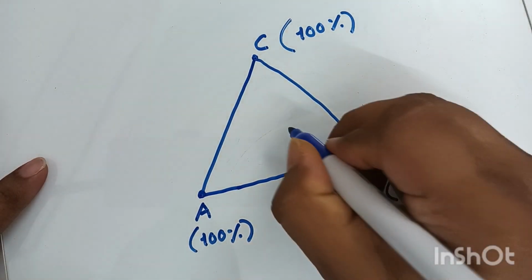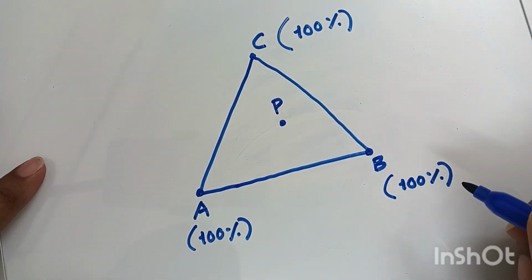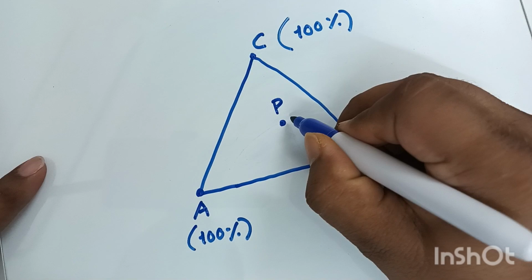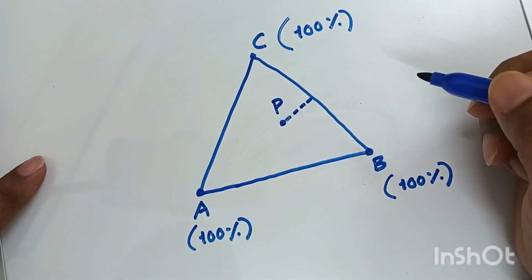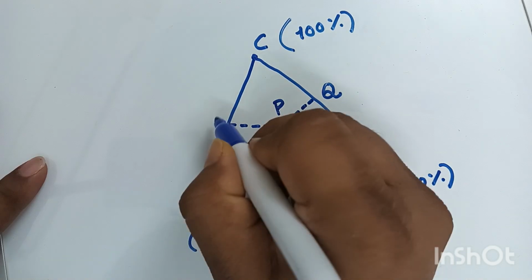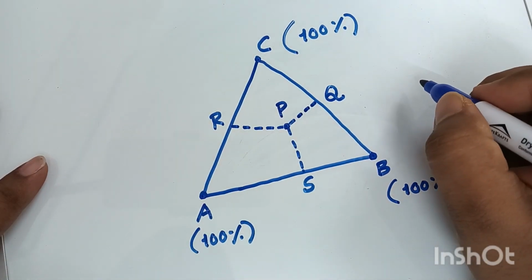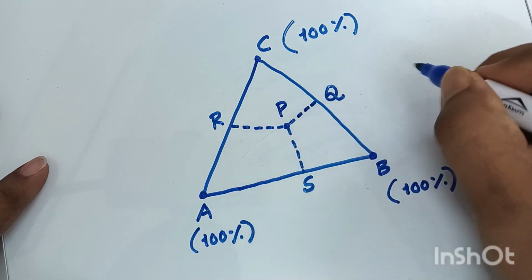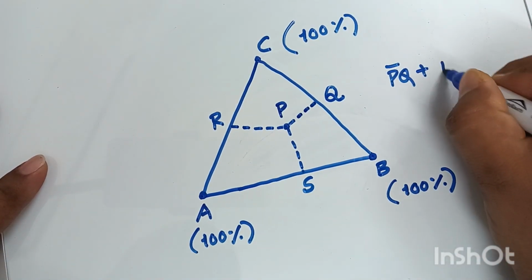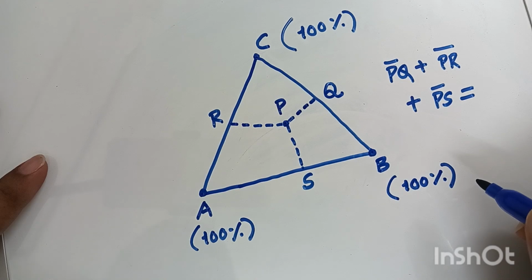Now the rule says that if there is a given point within the triangle, suppose this is point P, the sum of the perpendicular distances of this point is equal to the altitude of the triangle. So it means if I draw a perpendicular from this point P to side BC, suppose this is point Q, this is point R, this is point S. The sum of the perpendicular distances from the interior point P, PQ plus PR plus PS, is equal to the height or the altitude of the triangle.